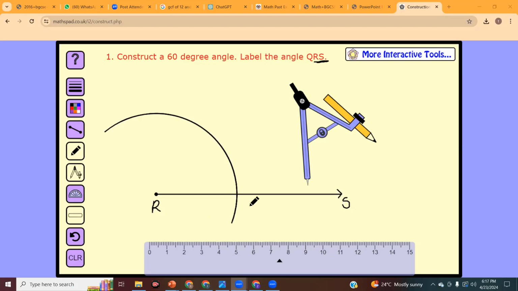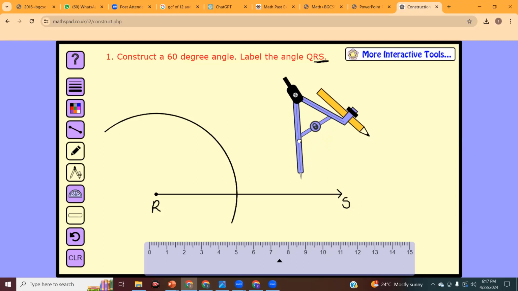Now the second part that we're going to do is to draw an arc intersecting the first arc. But where are we going to put our compass? We have to keep it the same length, but where do we have to put it?